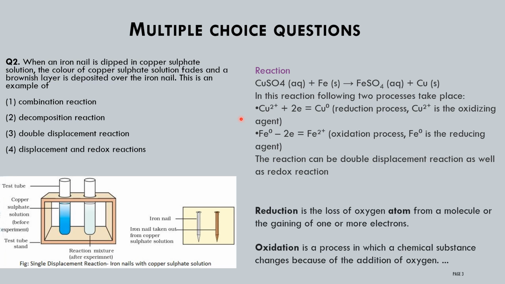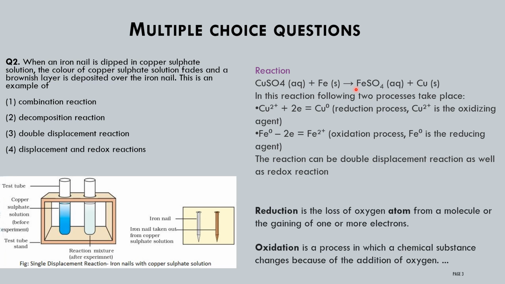Consider this reaction here. Copper sulfate reacts with iron, and you will get ferrous sulfate and copper. This type of reaction we call a displacement reaction. When copper sulfate is added in water, that solution is in aqueous form, and the copper sulfate splits into Cu2+ and SO4 2-. In the same way, iron, when it comes in contact with copper sulfate solution, forms Fe2+ and SO4 2- ions.